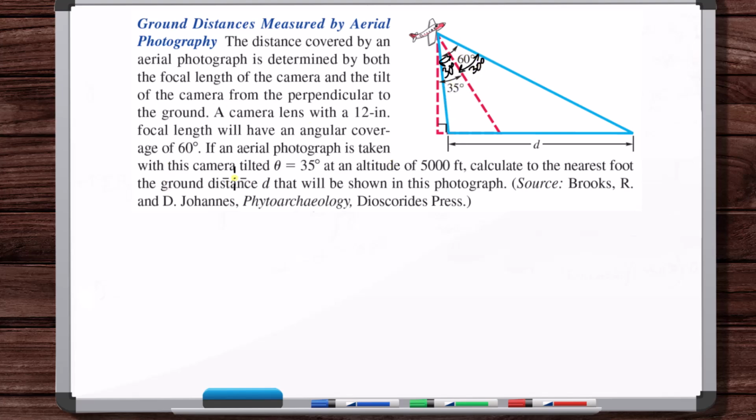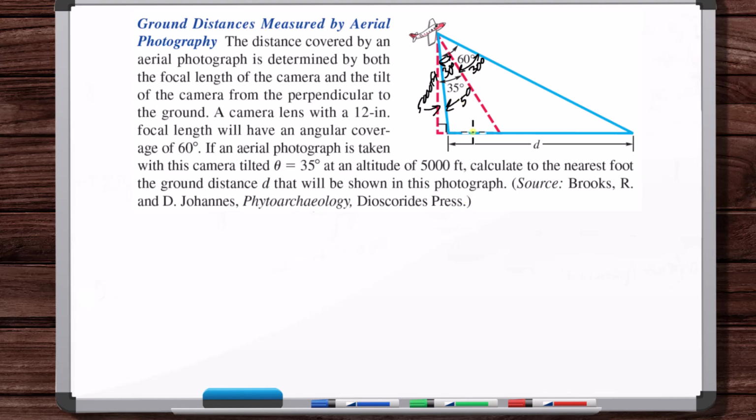Now, we're trying to solve for D here. They tell us that the altitude is 5,000, so this length here is 5,000. Now let's see, what else can we solve for here? Well, what about this small angle here? We see that 35 plus 60 is 95 degrees. But if we subtract from that 30 plus 60, we can get this angle. So 30 plus 60 is 90, and 95 minus 90 is 5 degrees.